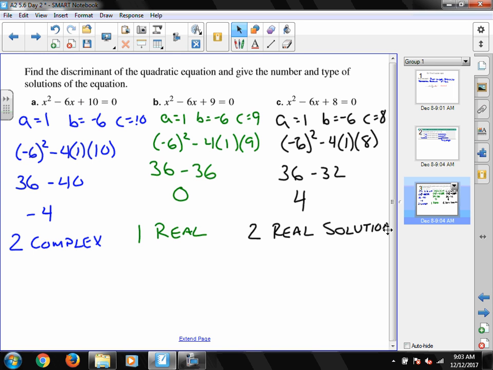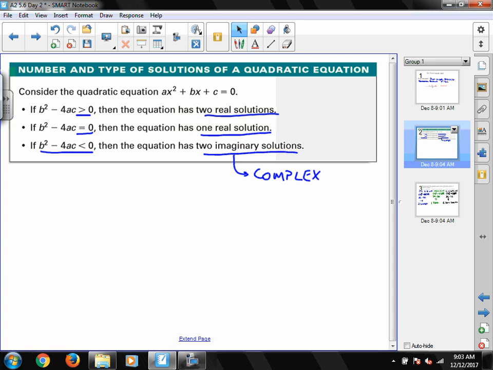Other than that, if you're a memorizer, memorize this chart, and that'll help you out.